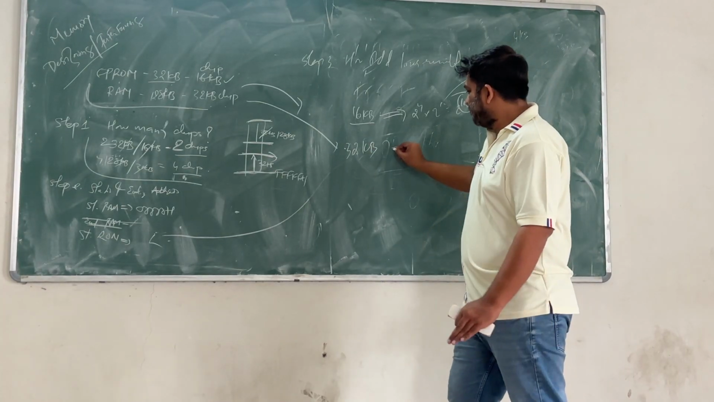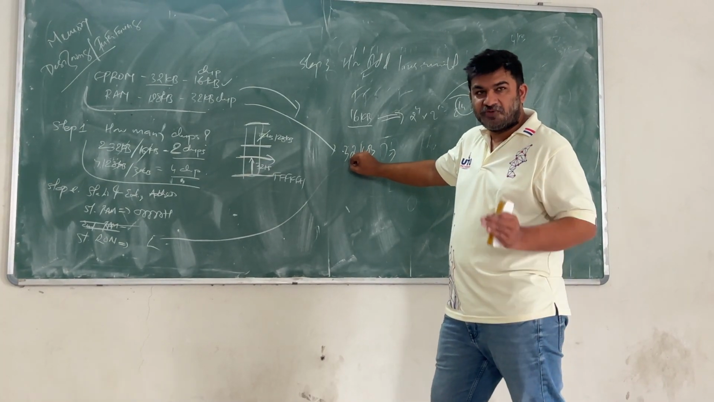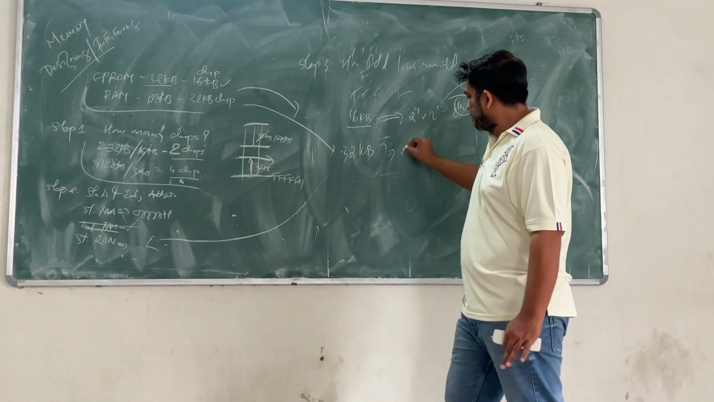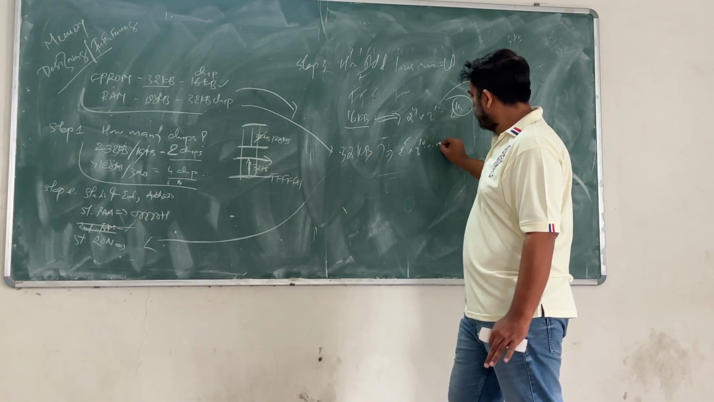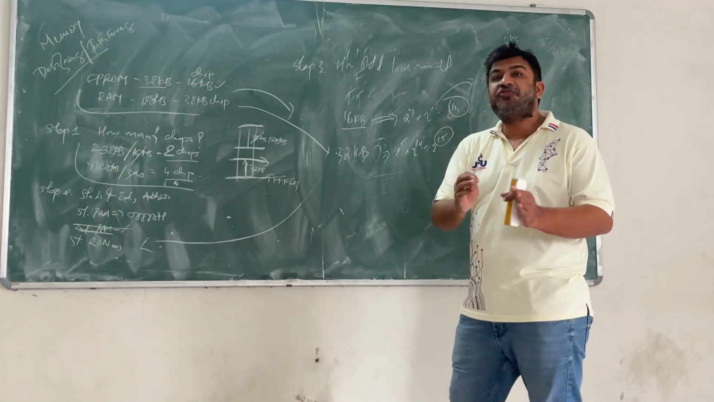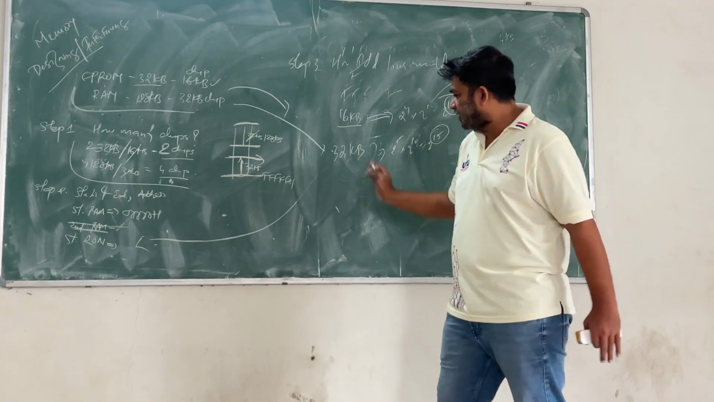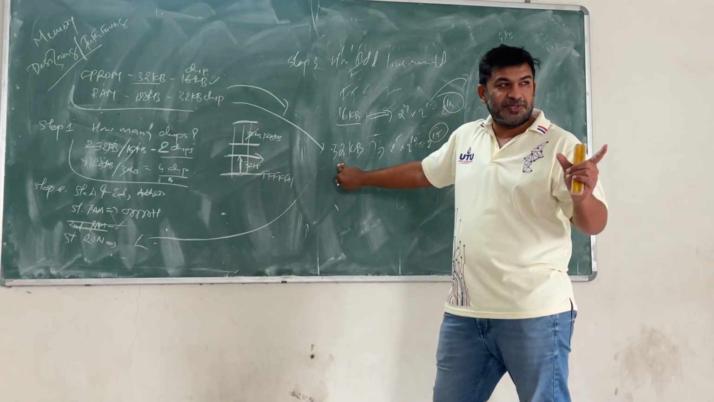Understand? Same way, if I want to access 32 KB of locations, I require 2 raised to 5, 2 raised to 10, 2 raised to 15. 15 different address lines are needed to access a 32 KB chip.